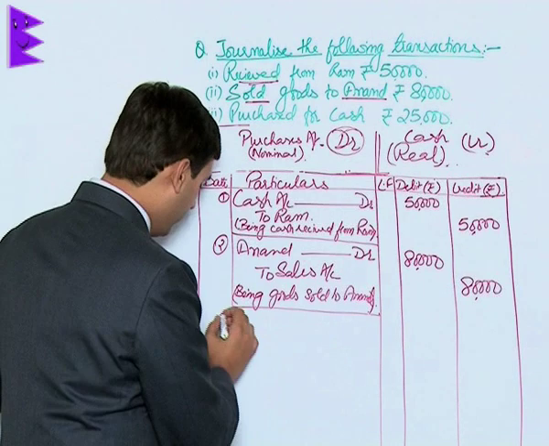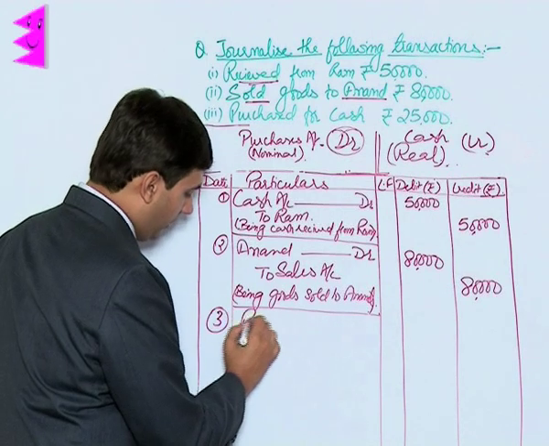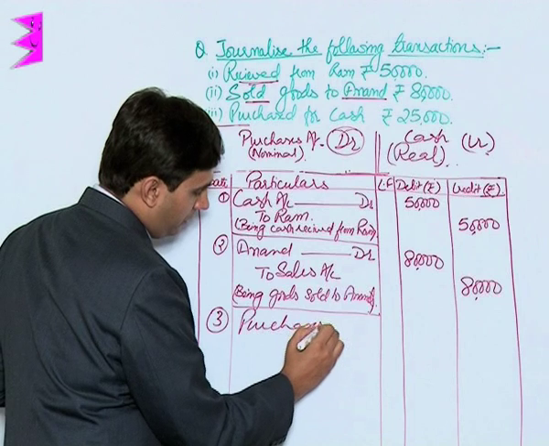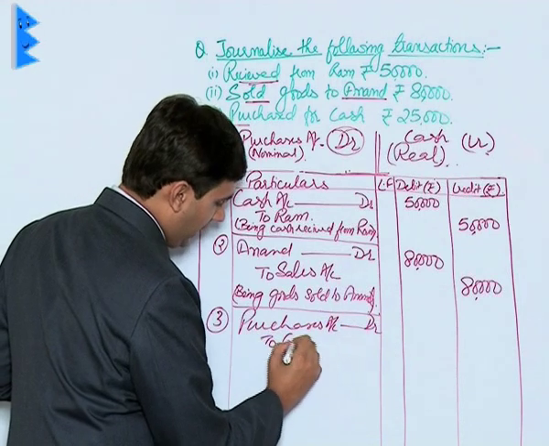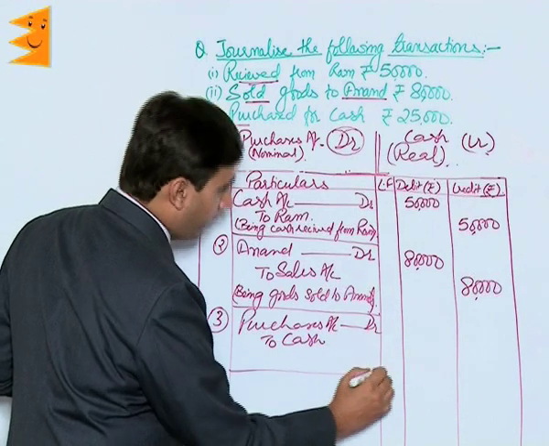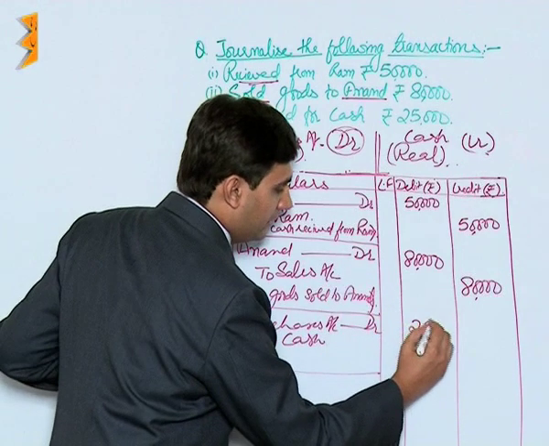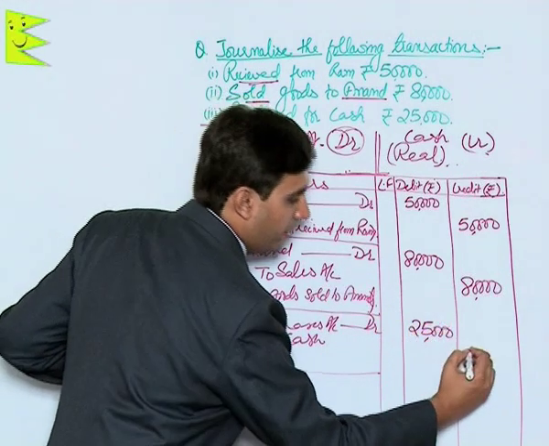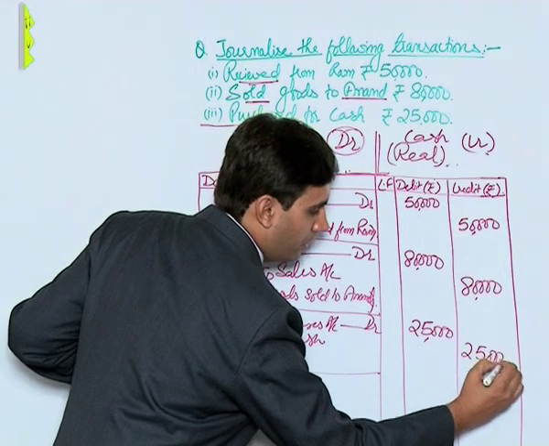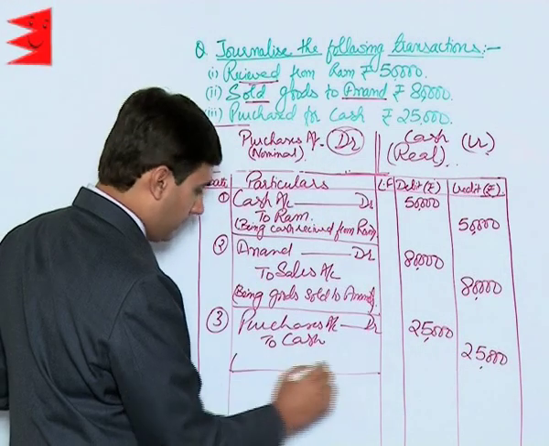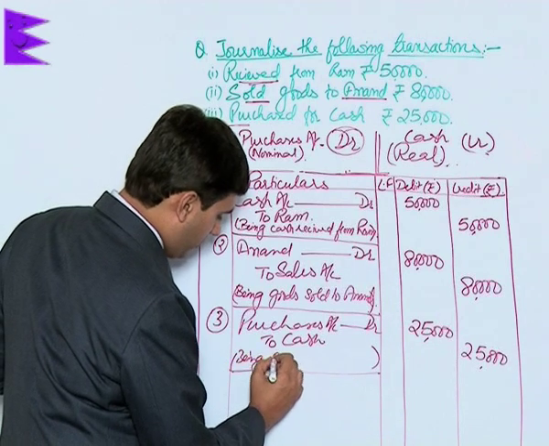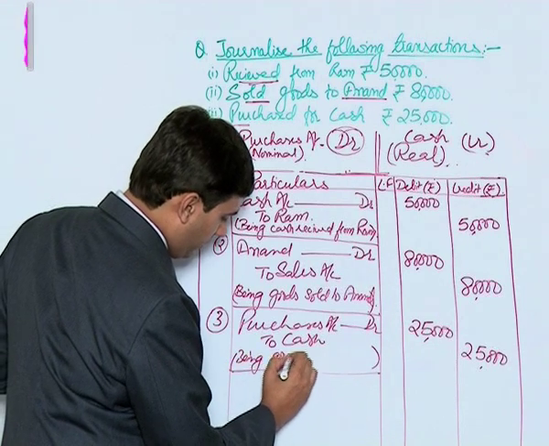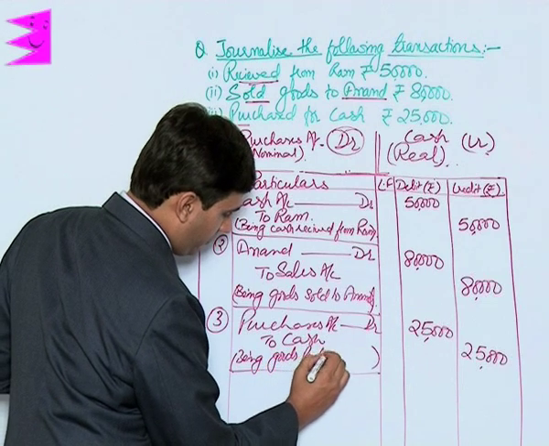So this entry would be written as purchases account debited to cash, and amounts are 25,000 for debit and 25,000 for credit. The narration is being goods purchased for cash.